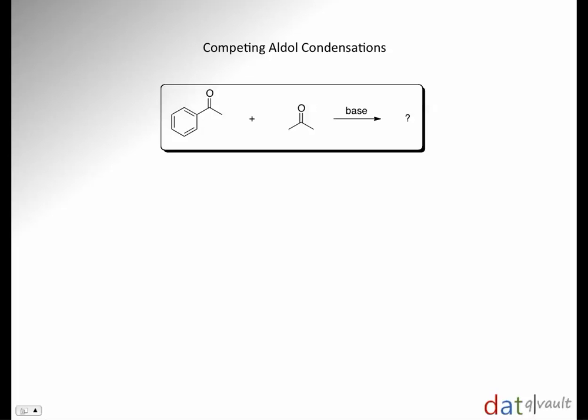So here I have an example where we have benzophenone and we also have acetone, which can both possibly form enolates under basic conditions and condense on each other. So why don't you take a second, pause the video, and try to draw all the different products that can come from this reaction with benzophenone and acetone under basic conditions, and then we'll go over all the products together.